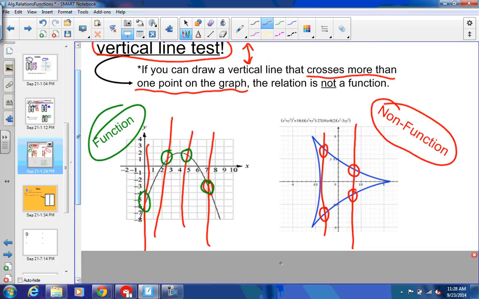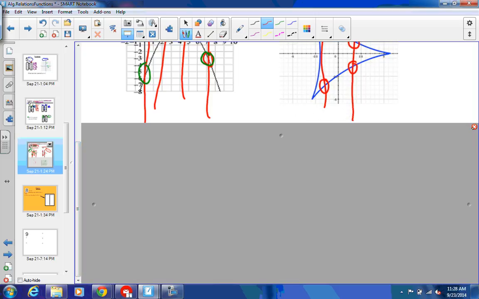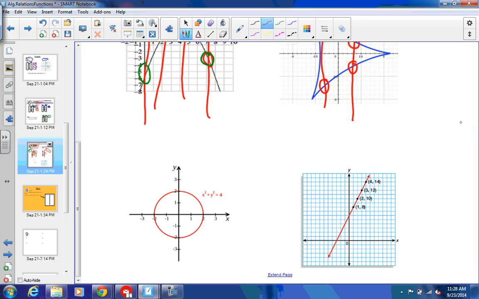Let's try one more. Actually, 2 more. You'll see lots of different graphs of things. And sometimes they'll just be points plotted. So if you see 2 points on top of each other, then it means it's not a function. So I'll give you an example here.